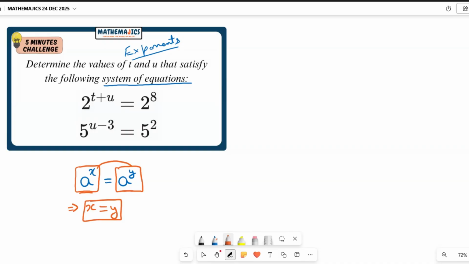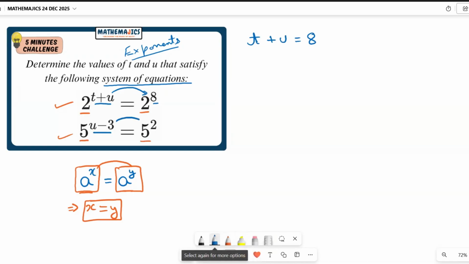Okay. Now, if I apply this rule on the first equation, the bases are the same, 2 and 2. That means the power t plus u should be equal to the power 8. So let me write this. t plus u is equal to 8, right? Now, the same thing can be applied on the second equation. The base is the same, 5 and 5. That means the power should be the same. u minus 3 should be equal to 2. Let me write this. u minus 3 is equal to 2.